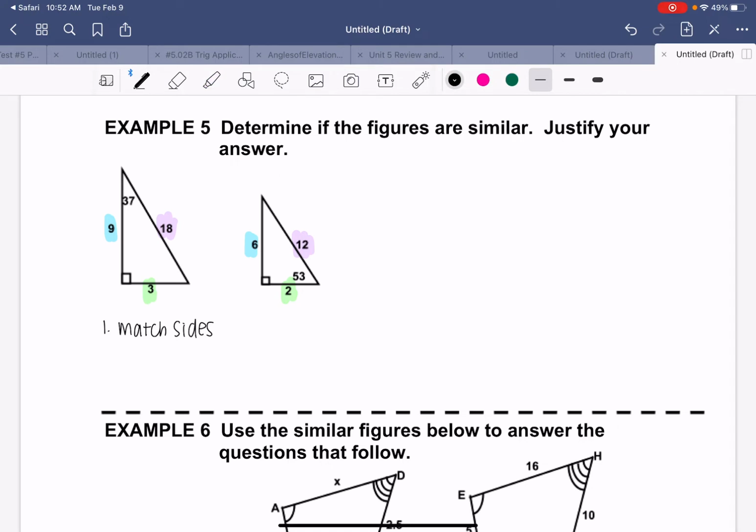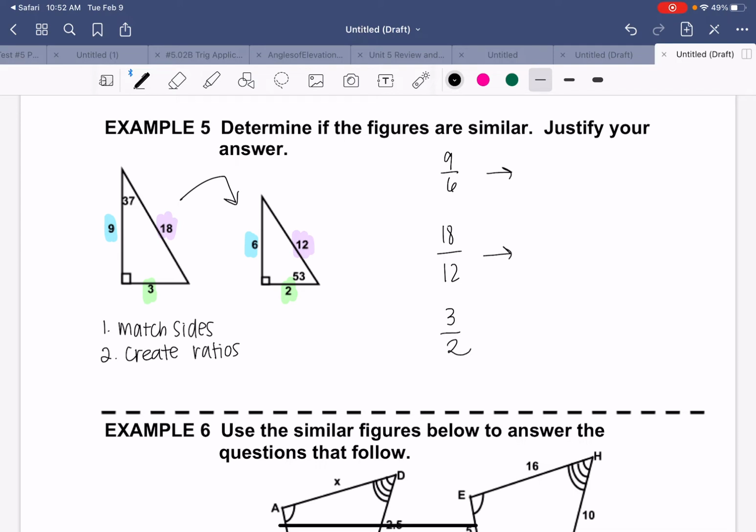So we match the sides. We're now going to create ratios with those corresponding side lengths, or create scale factors. So we have 9/6. And I'm going to go from the big triangle to the little triangle. You can go from the little to the big, that's fine, just as long as you stay consistent with every single ratio that you create. So I go from 9 to 6, 18 to 12, and then 3/2.